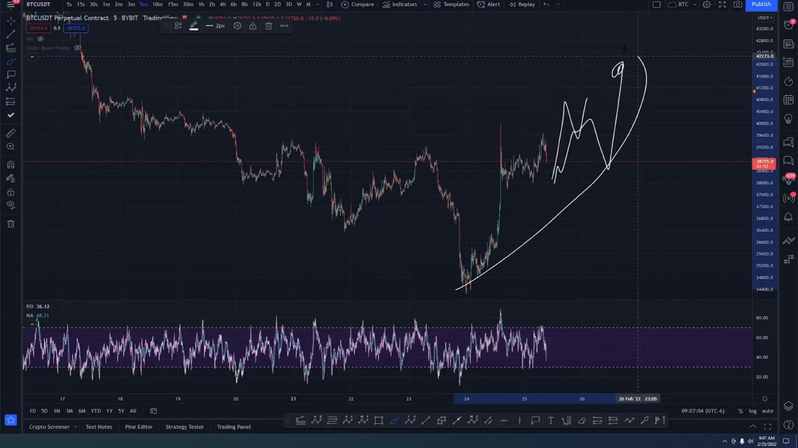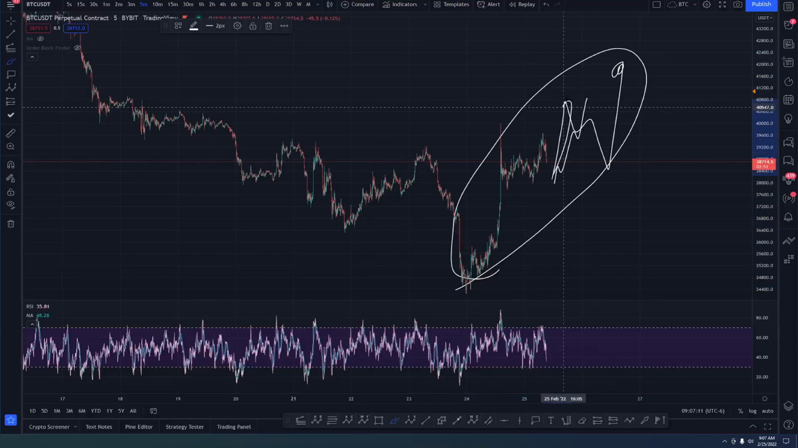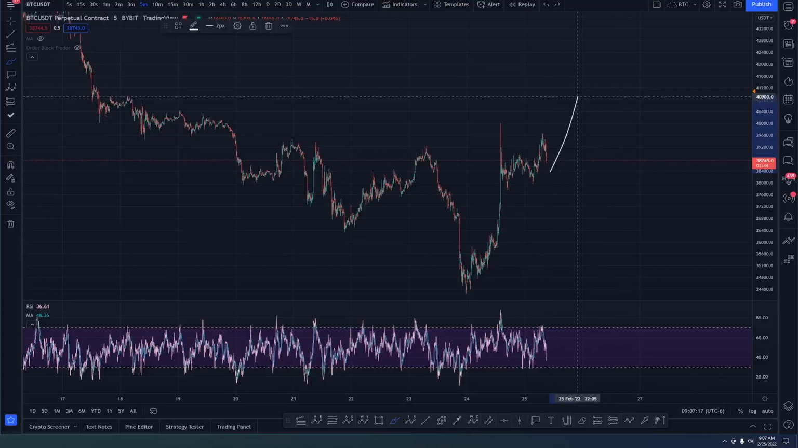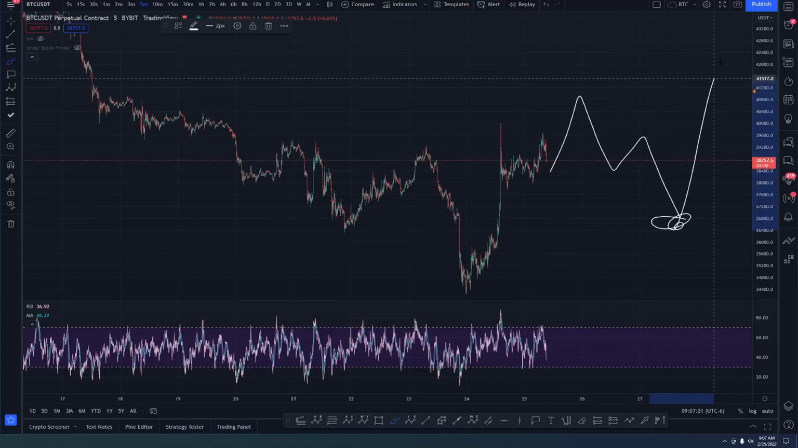Either way, I need a finished 5 wave structure here, and I've drawn 2 ideas. Could finish here and come down, or finish here and come down. But either way, I need 5 waves finishing. And then after that 5 waves finishes, we're going to be looking for a 3 wave pullback that we can go long on, because we'd be looking more to the upside.